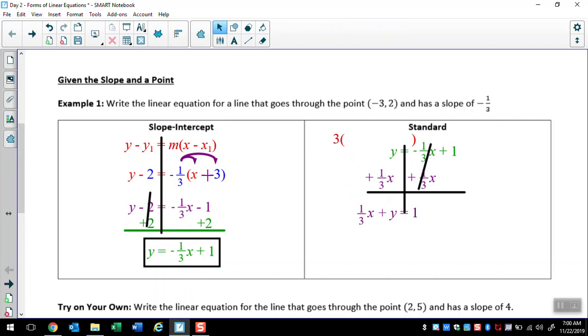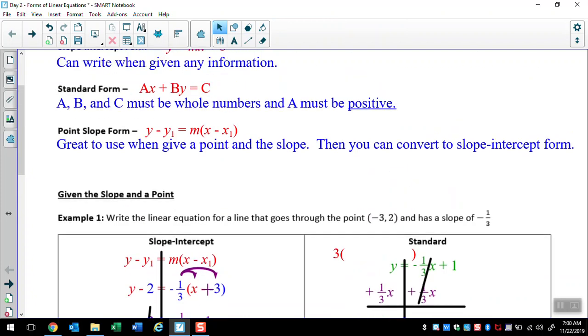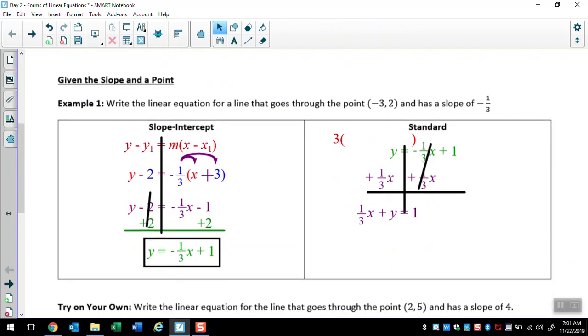All right, now remember our rule. Our rule up here said that a, b, and c must be whole numbers. I can't have fractions, but I have a fraction. So I need to undo this fraction. Remember, to undo divide by 3, I need to multiply by 3. In this case, I have to multiply the entire equation by 3, though. I can't just multiply this by 3. I have to multiply every single piece by 3.